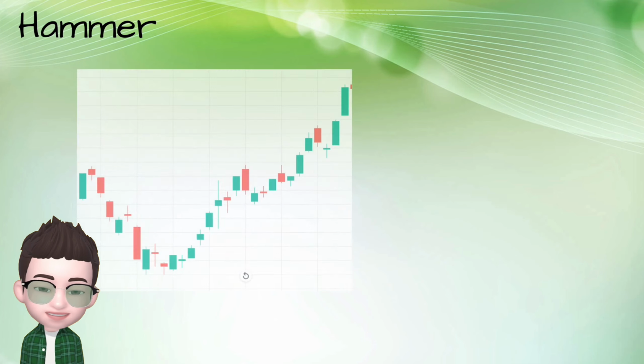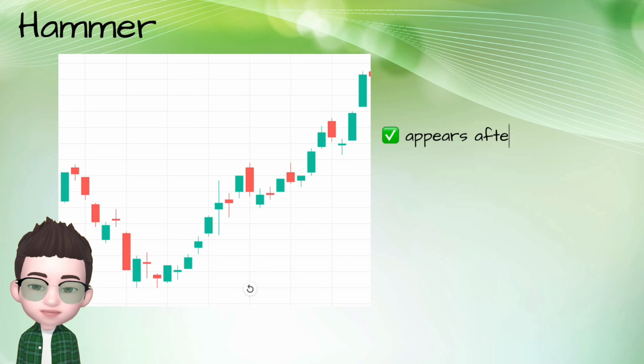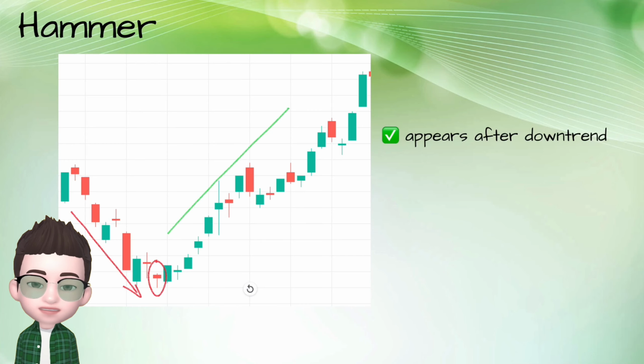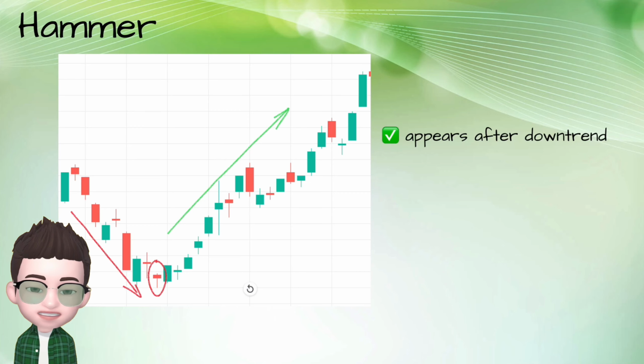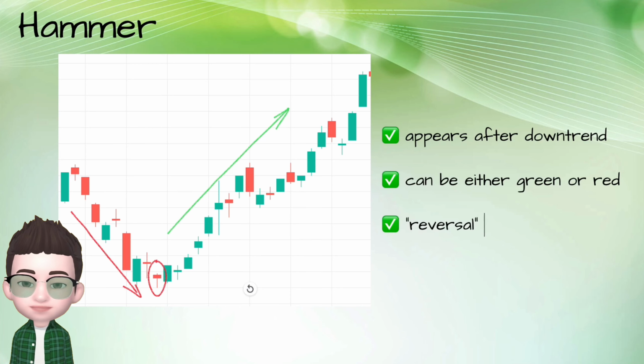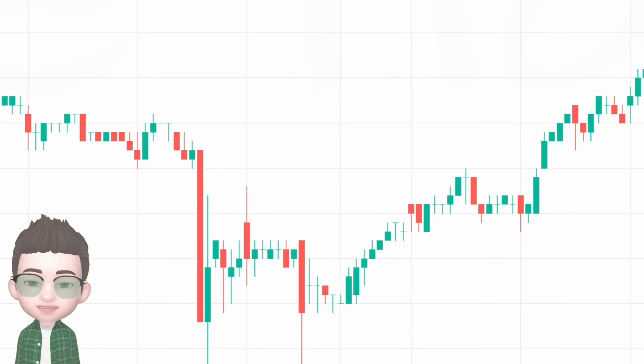It appears after downtrend. It can be either green or red. It is a reversal pattern. Let's spot some hammer in the following charts.